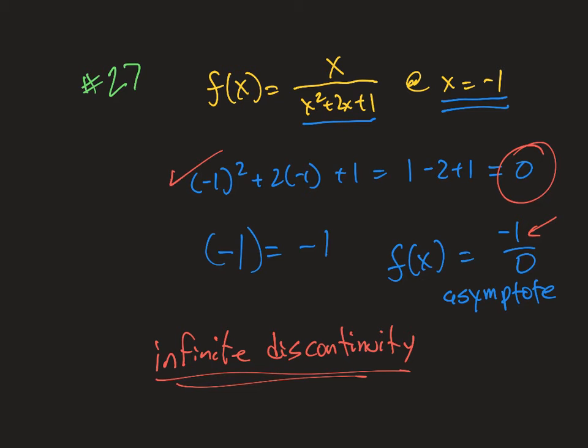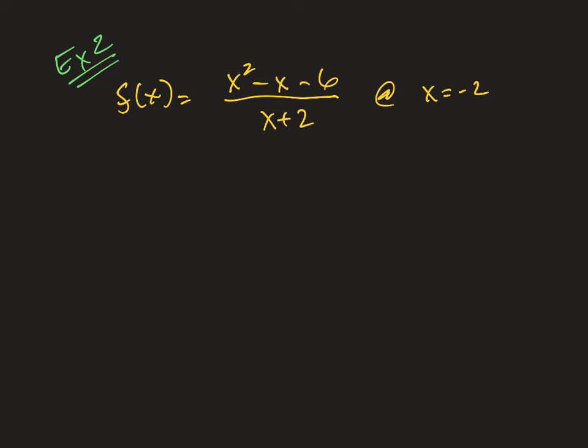If you happen to get 0 over 0, that's a removable, and I'm going to show you that next. But plug it into the denominator. If you get 0, then check the numerator. If you get some number that's not 0, that is an infinite discontinuity, just like this one. Okay, let me show you a different kind of discontinuity.